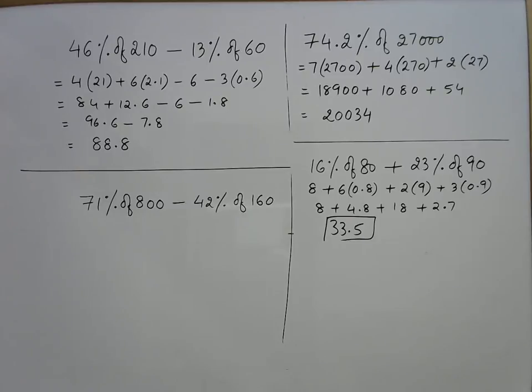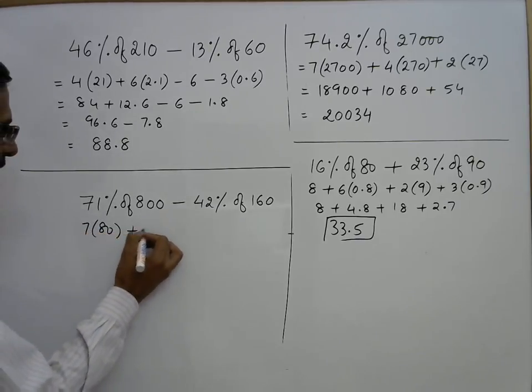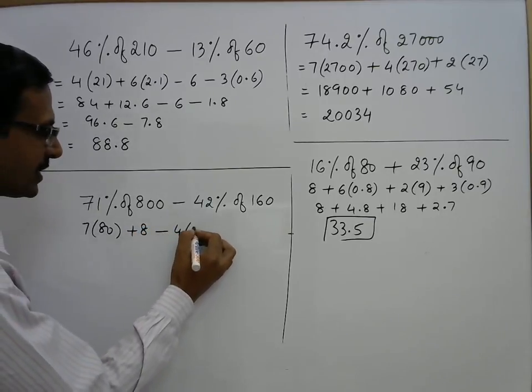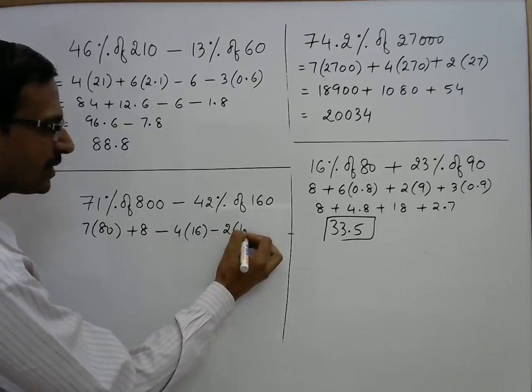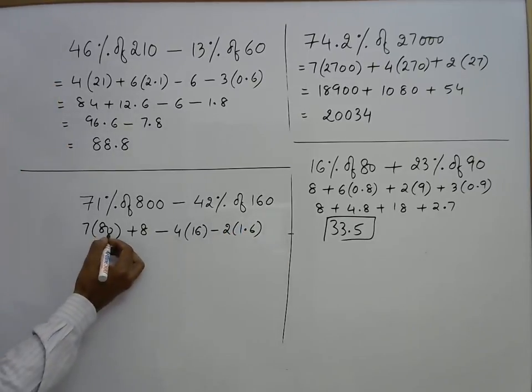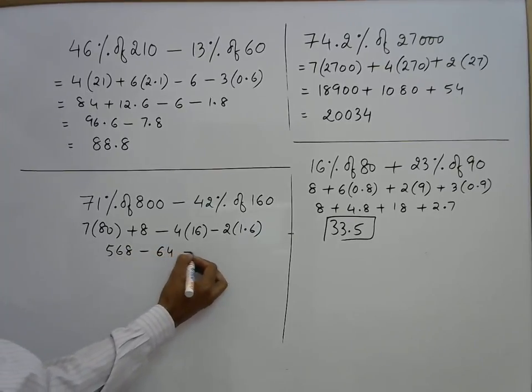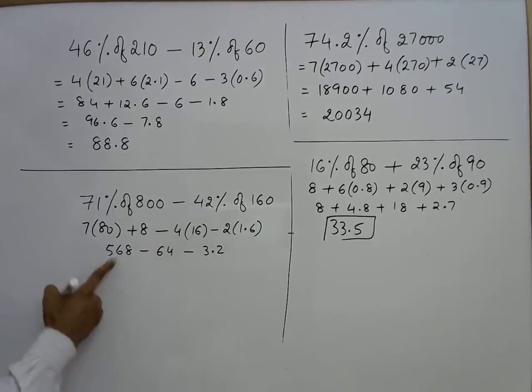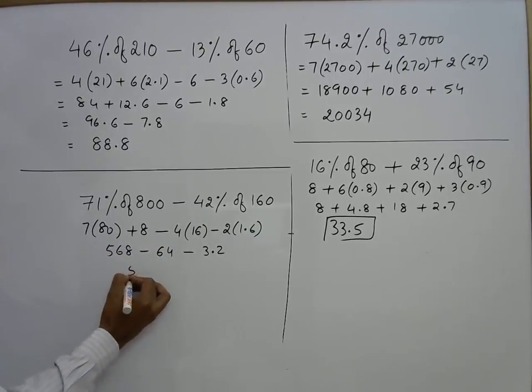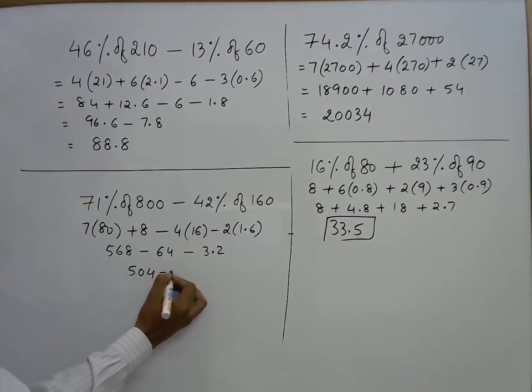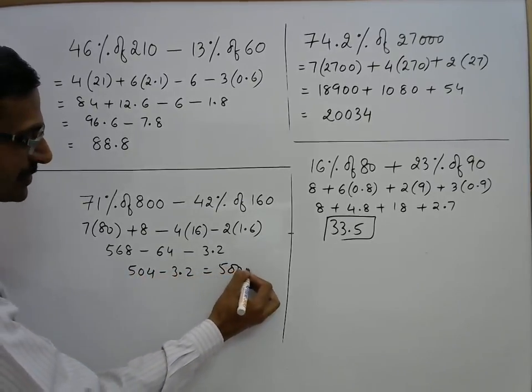Okay, answers coming in now. 500.8. Okay, again Benita getting that in the first go. So we need to just check the answer. 7 into 10%, 10% is 80 plus 1% is 8. 4 into 10% is 16 minus 2%, 2 into 1%, 1.6. So 560, 568 minus 64 minus 3.2. So 568 minus 64, 504 minus 3.2. So 500.8 is the correct answer.